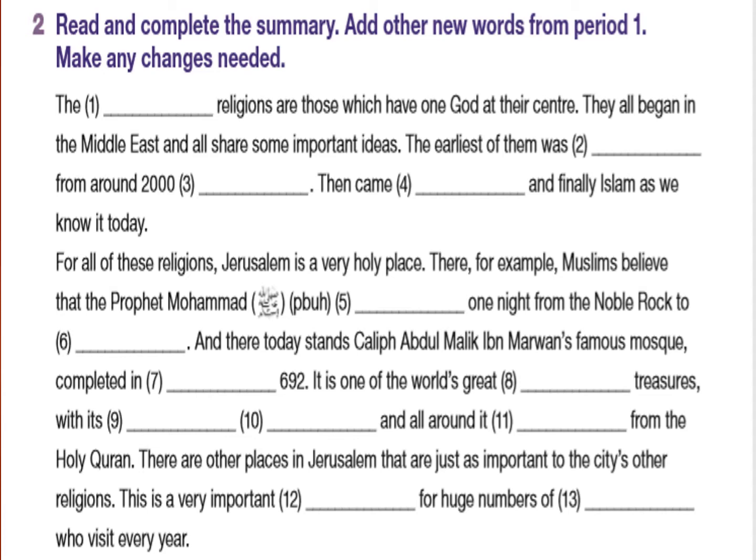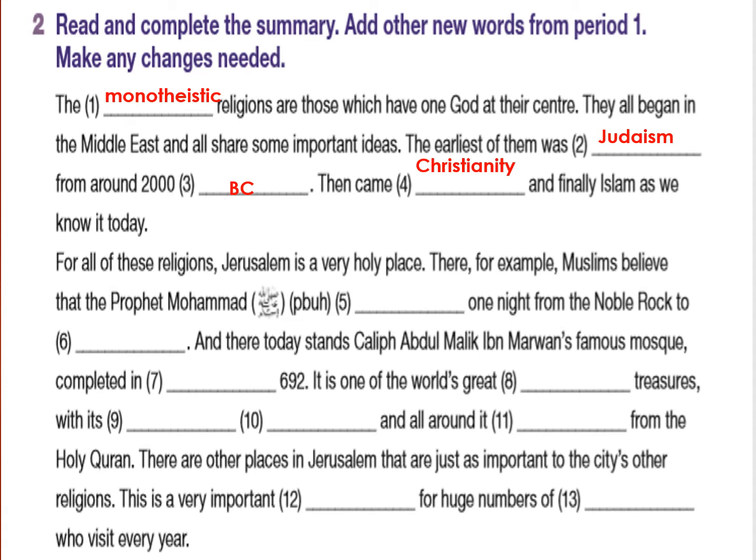Now, my lovely students, let's check your answers. Number 1: monotheistic religions are those which have one God at their center. They all began in the Middle East and all share some important ideas. The earliest of them was Judaism, from around 2000 BC. Then came Christianity, and finally Islam as we know it today.